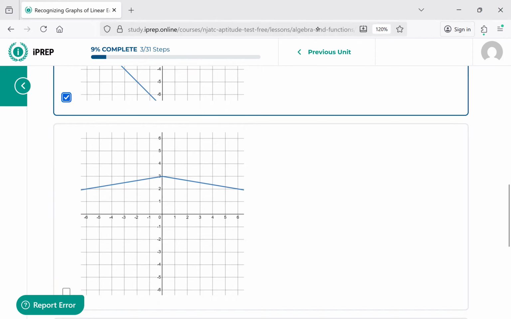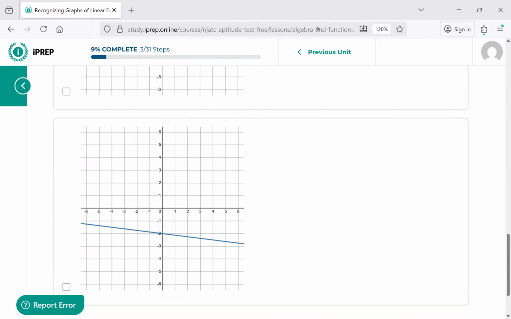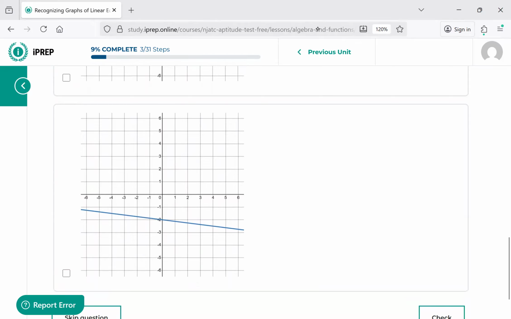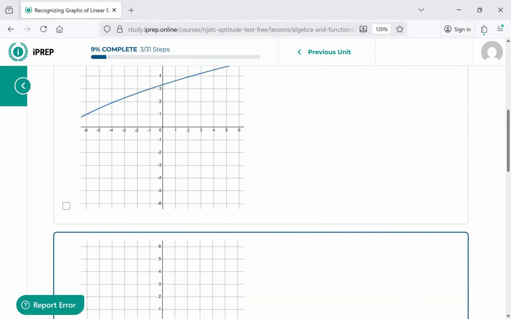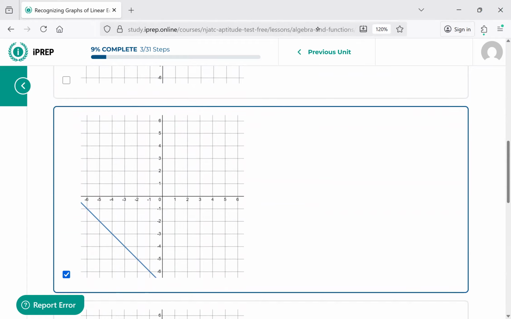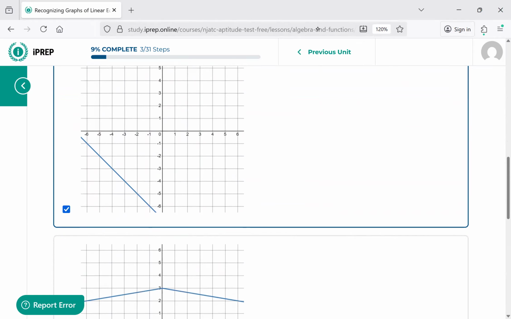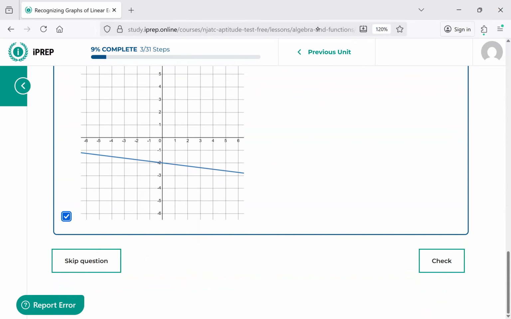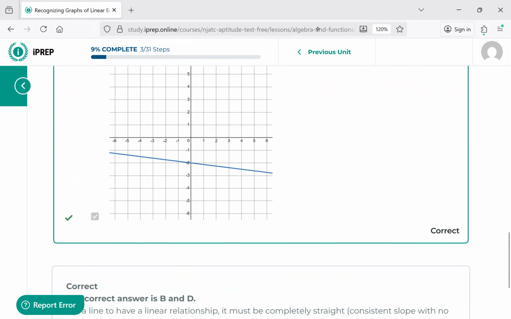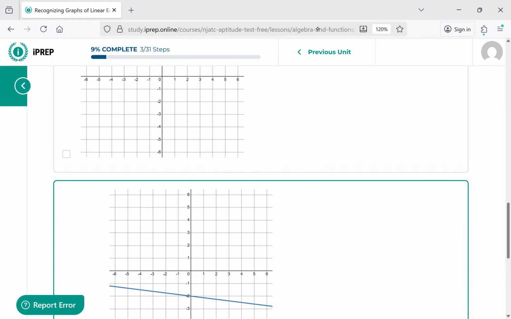This one, there's a cusp or there's a V shape. It's an absolute value graph, so definitely not that one. This one looks good. Wait, yeah, it looks like a straight line. It's just going negative. I think that looks good. So we said it was not the first one. Second one, yes. Third, this one, no. This one, yes. Good. B and D.